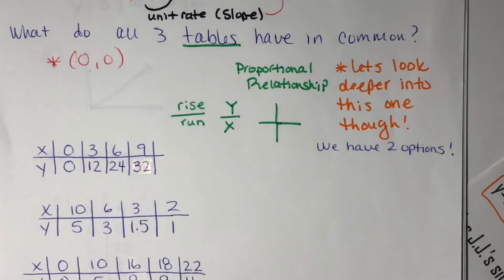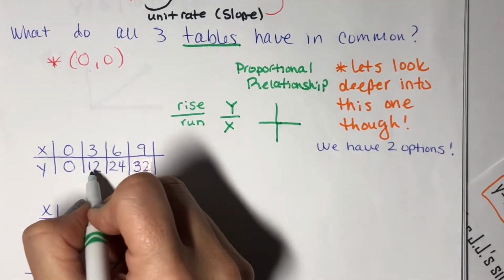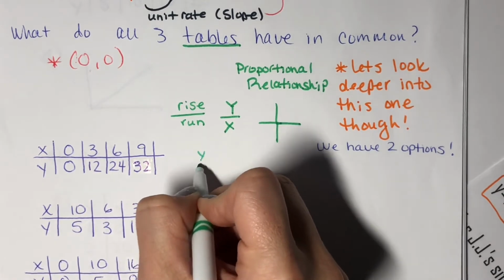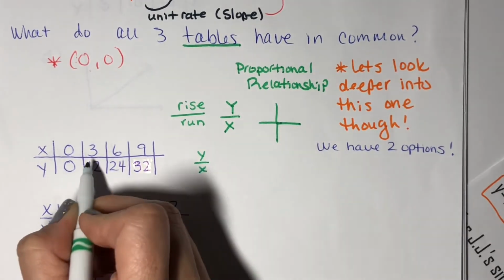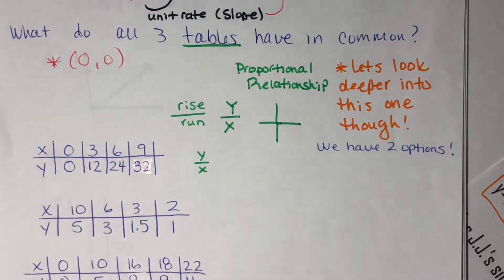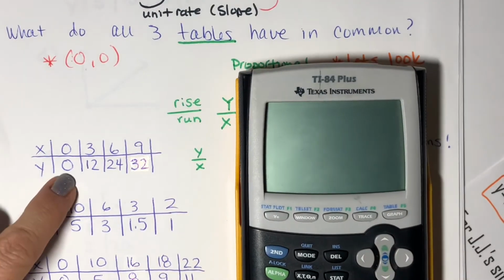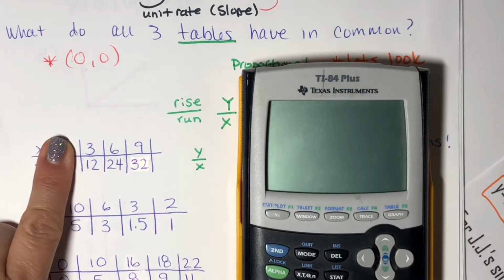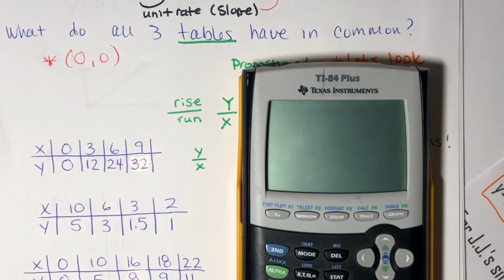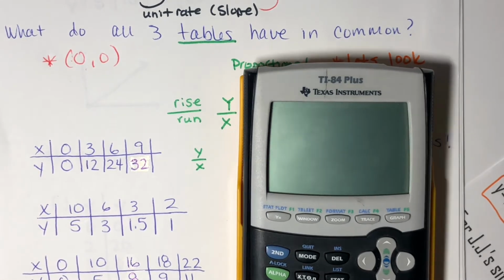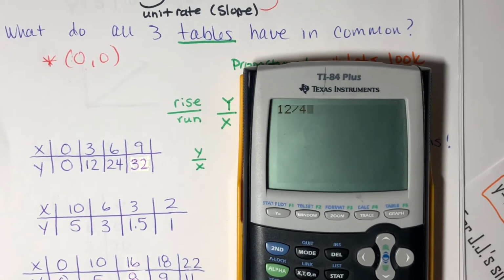So what I want you to do, and you are going to be able to use a calculator for this, is take every single one of our y values and divide it by every single one of our x values and see if we get the same number. You shouldn't need a calculator for some of these, but I'll show you a couple of them. And this only works for the non-zero numbers. So ignoring 0, let's take a look at 12. We know 12 divided by 3 is going to give us 4.